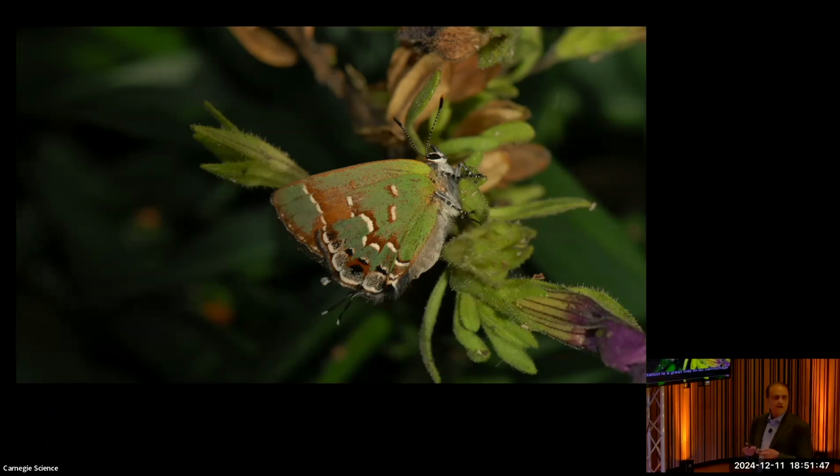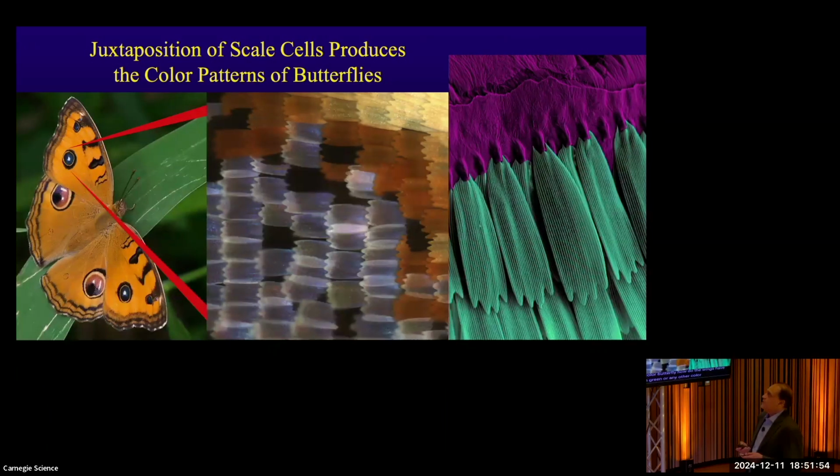But how do you become a color for a butterfly? How do the wings have any of these colors on them, green or any other color? So you're probably told not to rub the wings of butterflies, right? And that's because they're covered in what are called scales. So if you zoom in on the wing, this is what you see.